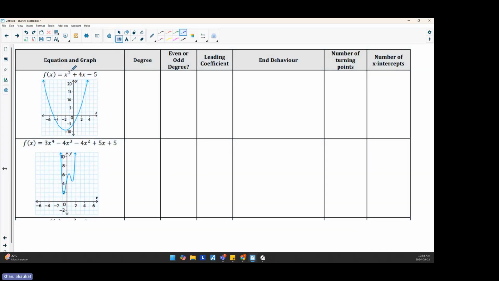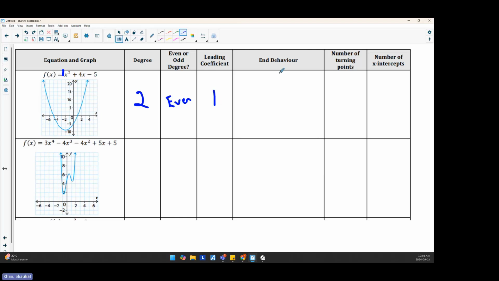So here the equation is x squared. So we know the degree of this polynomial is 2. Is it an even degree or an odd degree? Well, clearly it's even because 2 is an even number. Leading coefficient: in this case, our leading coefficient is 1.